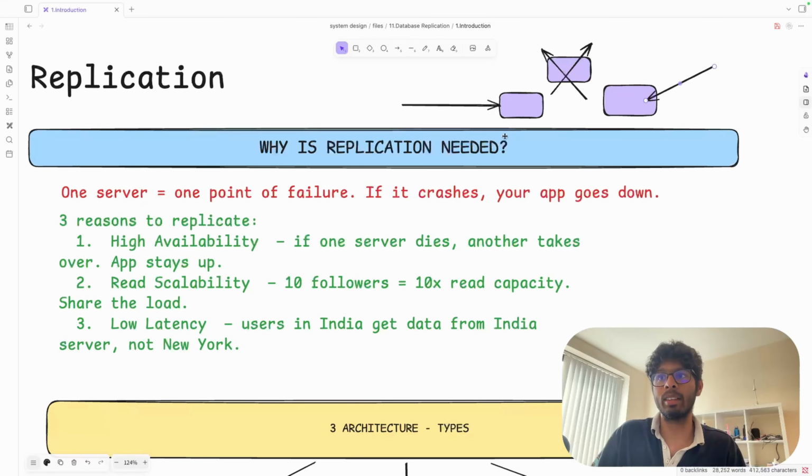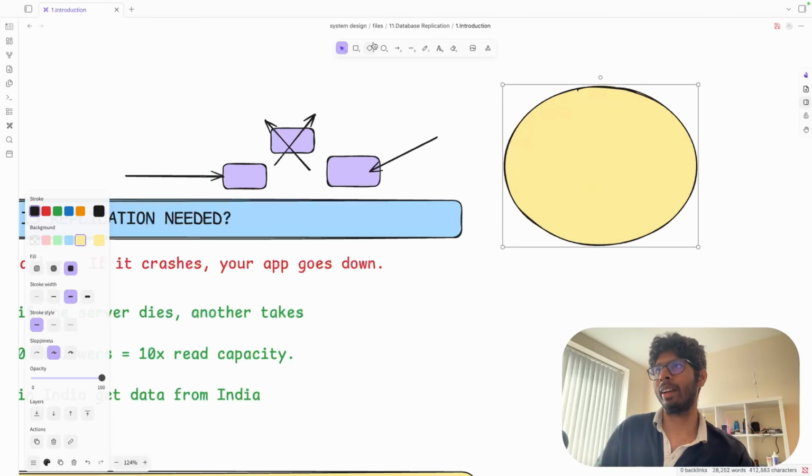Third is low latency. The user in India gets data from the India server and not from the New York server, which I wrote here, but I'll explain it with this diagram as well. Assume that this is the world, and now we can make these replications. I'll make one replication here and one replication here. Suppose the request is coming from this side, then we will send the request to this replication. If the request is coming from this side of the world, then we will send the request to this replication.